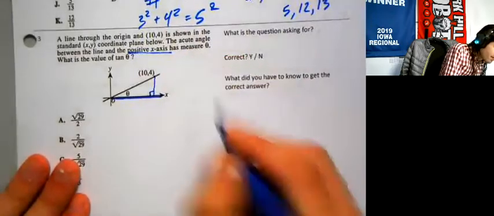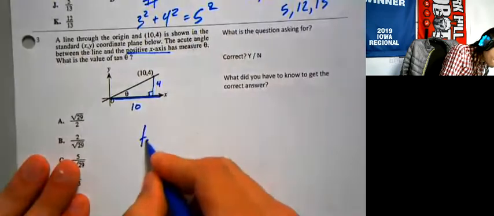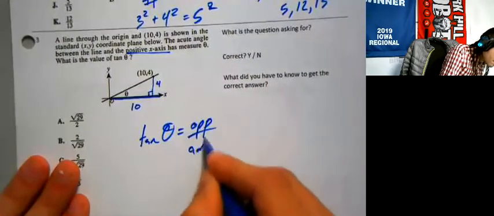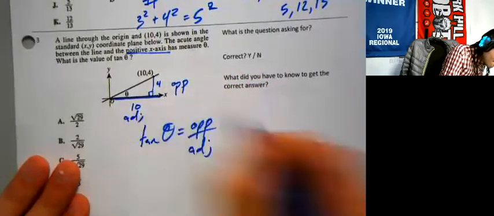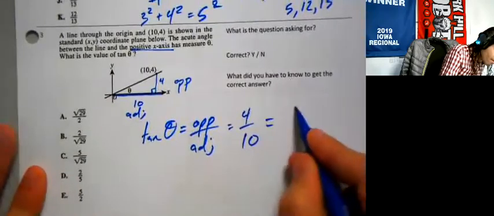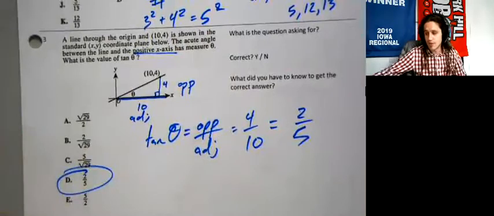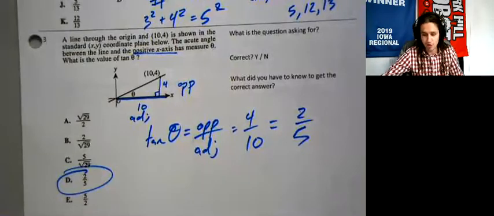Make one. This side is 10. This side is 4. Tan theta equals opposite over adjacent. Opposite is 4. Adjacent is 10. 4 over 10 reduces to 2 over 5. Hot dang. So we can apply some of these elementary trigonometric functions without really knowing what's going on.